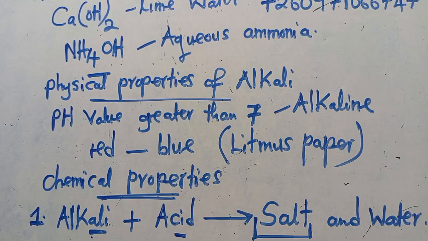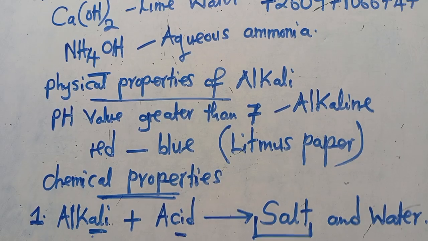So you need to understand that a salt is a substance formed when the hydrogen ions of an acid are fully or partially replaced by a metal or ammonia. So a compound formed when the hydrogen ions of an acid are fully or partially replaced by a metal or ammonia. This is something you need to understand.